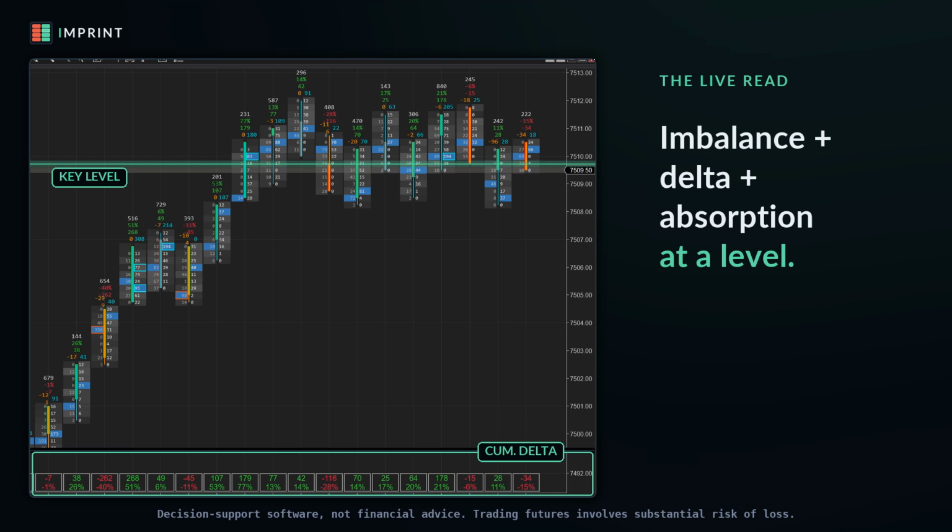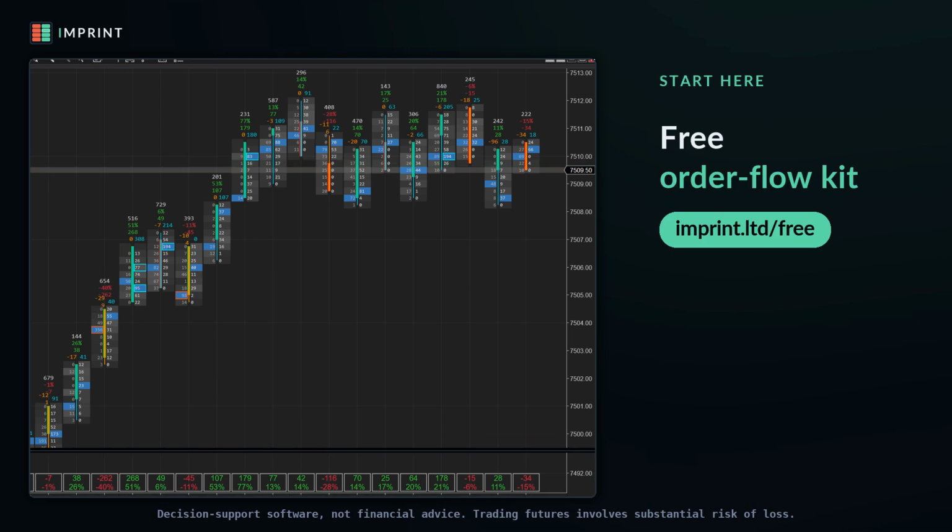You still decide, you still manage risk, but now you're deciding with the actual order flow in front of you, instead of guessing from a candle. That's how to read a footprint chart. Bid and ask at every price, delta and cumulative delta for effort, imbalances for aggression, and absorption at your levels for the turn. It takes reps, so put it on a sim first and just watch it for a few sessions before you trade it.